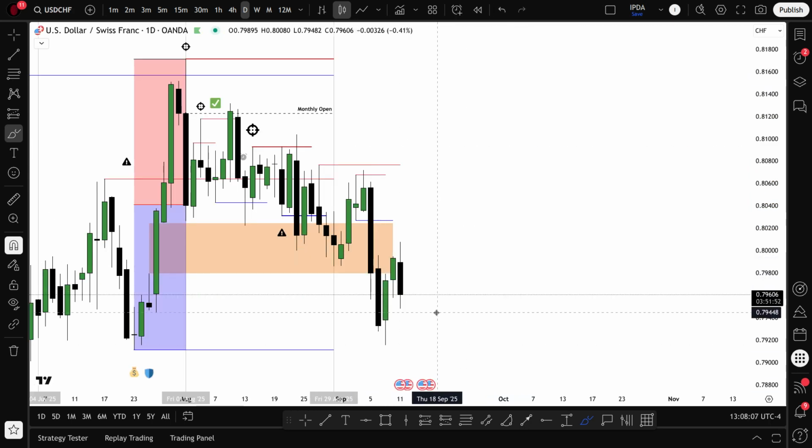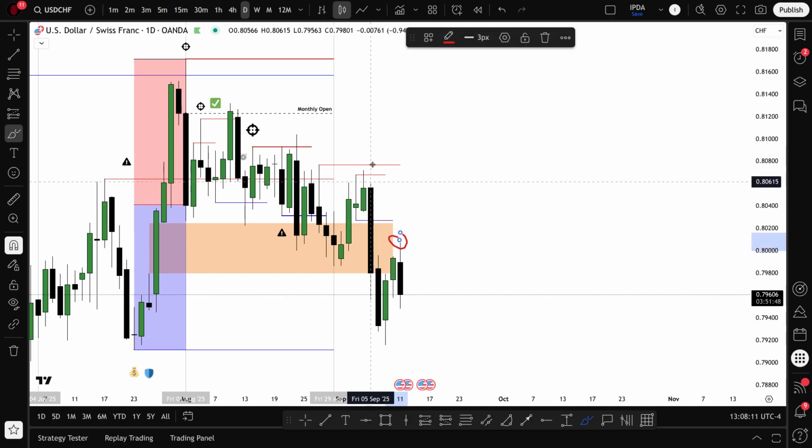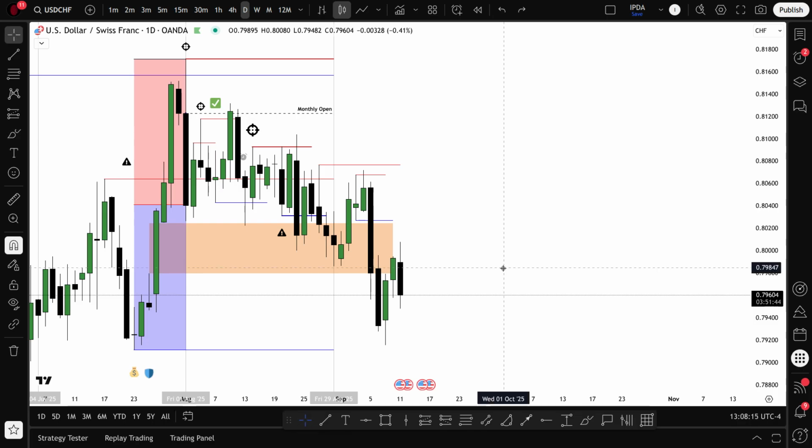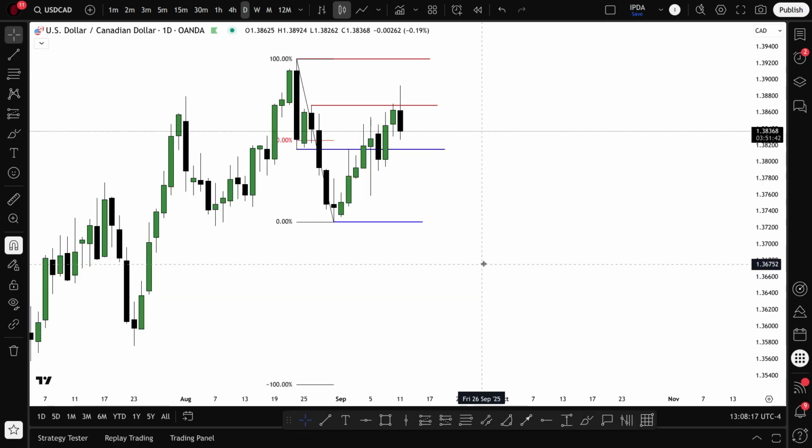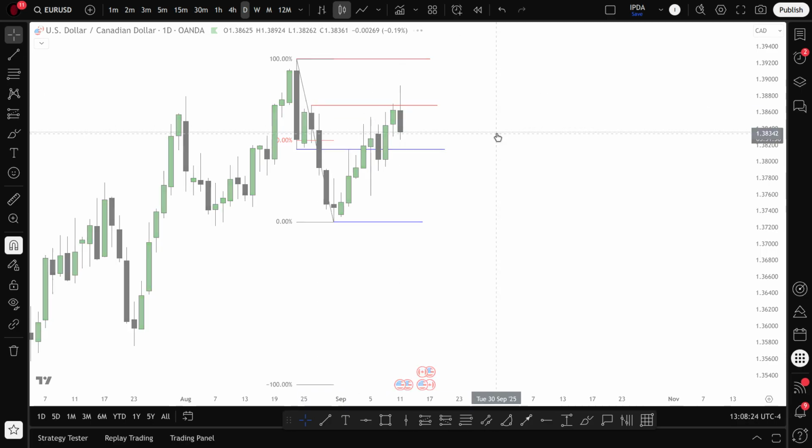U-Swissy inverse. Lower swing high is pending here, right? We're getting a lower swing high. It's interesting to see the code of the market. UCAD should be looking to go lower. Ooh, it came back up. It took out a high. Looks like it's looking to go lower now. All right. What else do we have?